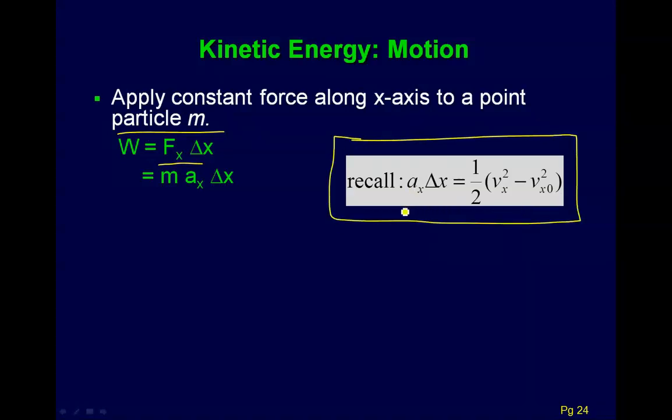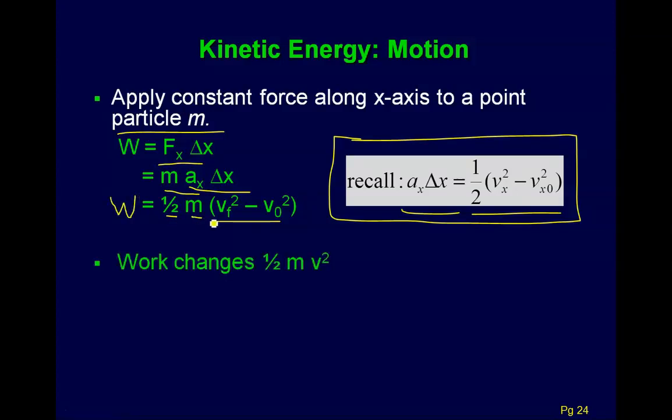If I solve it just for a times delta x, I get 1/2 the difference in the velocities squared. So over here, I can replace this part as 1/2 the difference in the velocities squared. And so I brought the 1/2 out front, the difference in the velocities, and here's the mass. And so I have this equation that says that the work done is equal to what, over here, you can think of as being the difference in the kinetic energies.